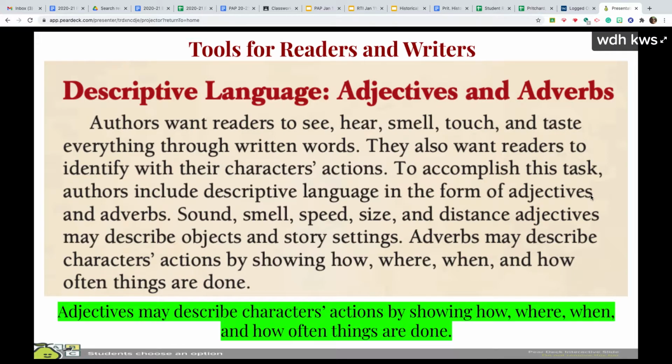Sound, smell, speed, size, and distance adjectives may describe objects and story settings. Adverbs may describe characters' actions by showing how, where, when, and how often things are done. Okay, adjectives may describe characters' actions by showing how, where, when, and how often things are done. This should be true or false. Choose your answer.